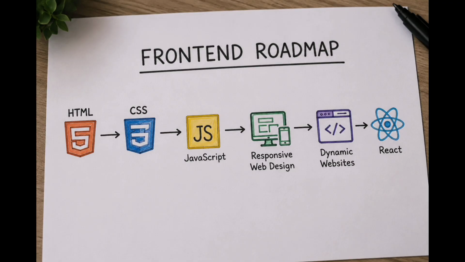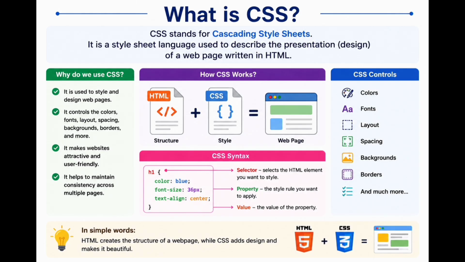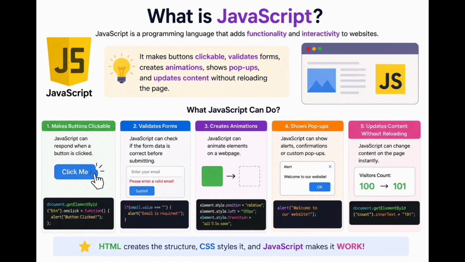Let us understand our front-end roadmap. We will begin with HTML. HTML is used to create the structure of a web page. Next, we will learn CSS, and it is used to design our web page. After CSS, we will move to JavaScript. JavaScript adds functionality and interactivity.